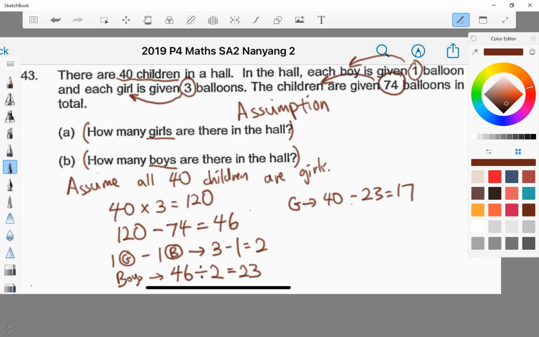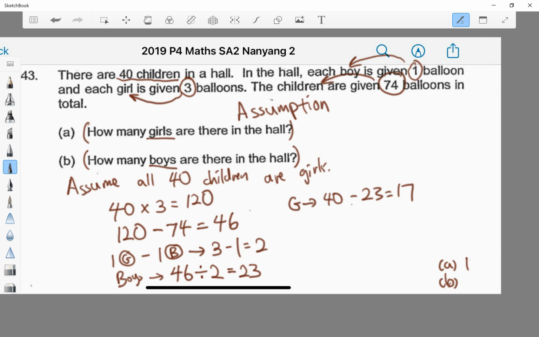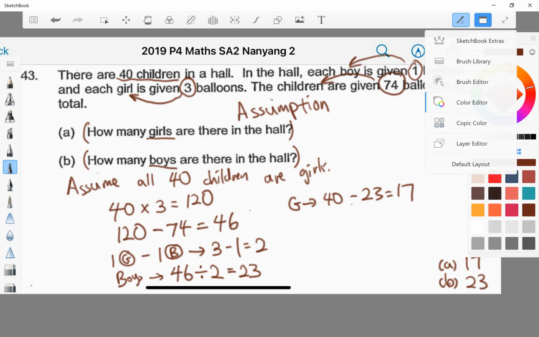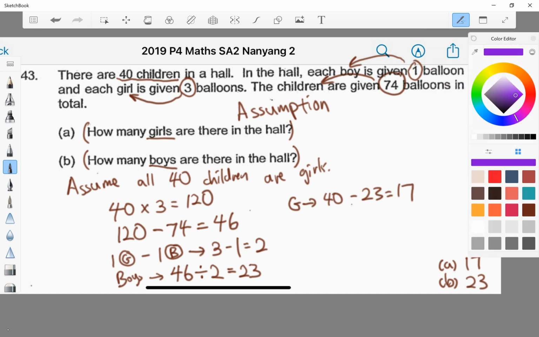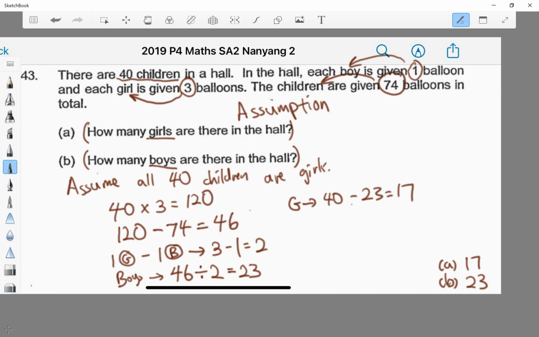Now, a word of caution for everyone here. If you are using assumption method, you still need to work out the solution to be very, very certain that there are really 17 girls and there are 23 boys. So you will need to do your checking. Okay, so do not just submit the answer 17 and 23. So we have to check. And what do I mean by checking?